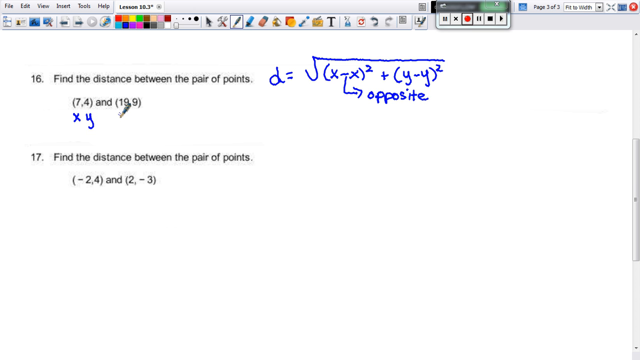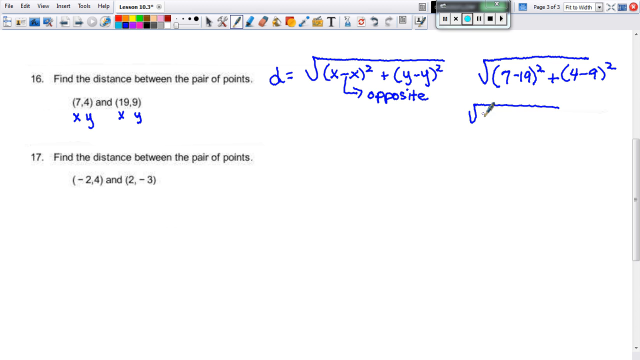Now I know that the equation that they have you memorize in the textbooks is x2 minus x1 squared plus y2 minus y1. There's no reason to have the second one in front of the first one because it's squared. It all works out the same anyway. So what I'm going to do for this is I'm going to go ahead and plug everything in. So I have my x, and then the opposite of positive 19 is negative 19, and I square that, plus my y value is 4, and the opposite of positive 9 is negative 9, and I square that.